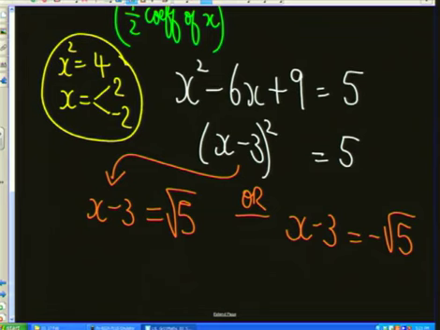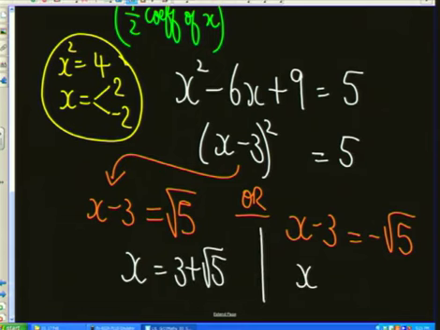So I'm doing the same thing, but because I've got a non-perfect square, I've got 5, I'm going to look at x minus 3 is root 5 or x minus 3 is negative root 5. And then to end it off, I can now solve for x and say that it's 3 plus root 5 or x equals 3 minus root 5.